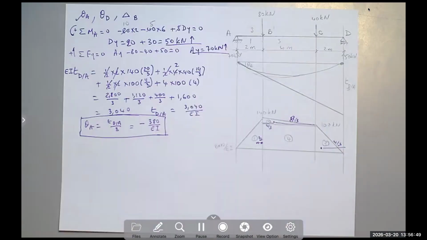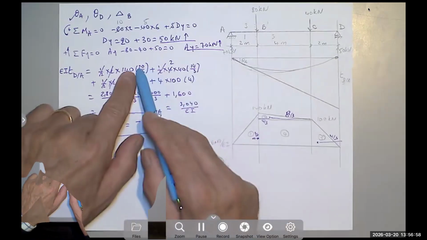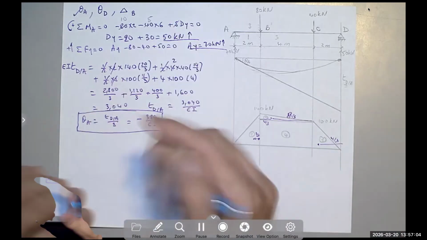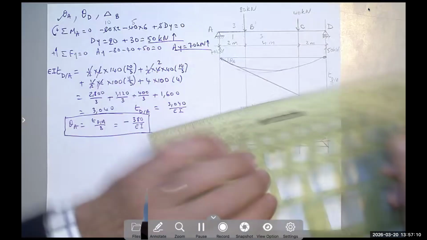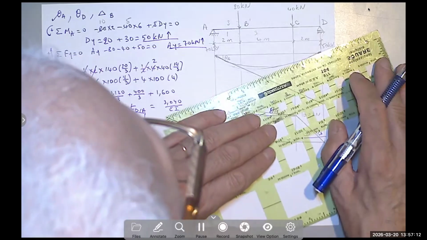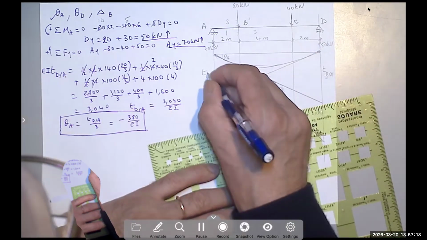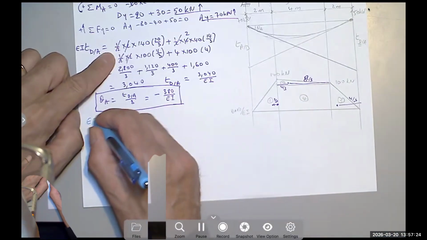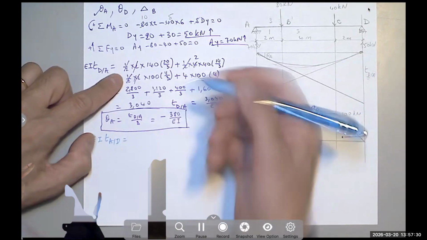Now, how do I find theta sub B? Someone would say, yeah, I can draw a slope here, repeat the work, but instead of taking the centroid from D, I take it from A and solve. Yeah, we can do it. Let's do it. But there is a better way. If you understood what we said last time, there is a better way. So here is TA with respect to D. I can repeat the calculations. That's not an efficient way, by the way, to do it. We'll see what's the efficient way.